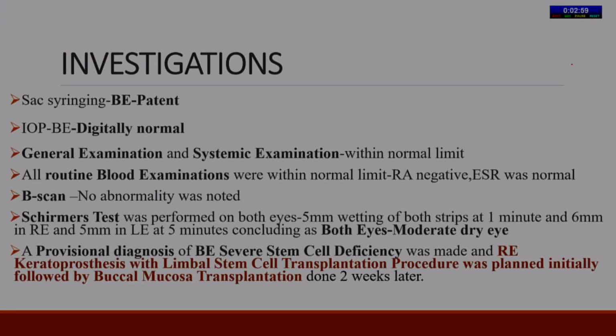Coming to the investigations, SAC was patent in both eyes, IOP was digitally normal, and general and systemic examination was normal. All the routine blood examinations were also normal. On the B-scan, there was no abnormality seen, and on Schirmer's test, both eyes had moderate dry eye. So a provisional diagnosis of both eye severe stem cell deficiency was made, and for the right eye, keratoprosthesis with limbal stem cell transplantation was planned initially, followed by buccal mucosal transplantation done 2 weeks later.